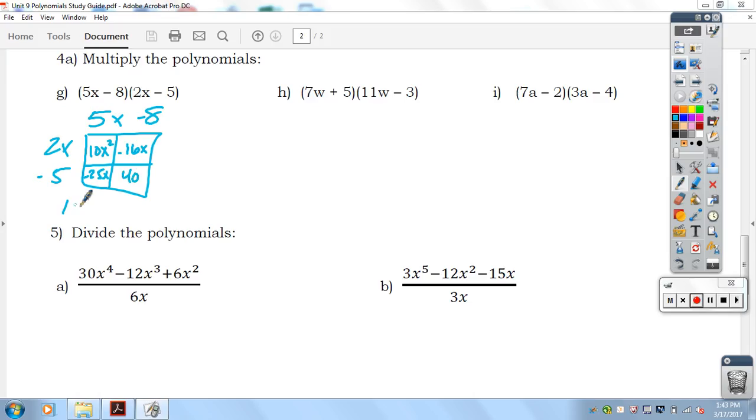Like terms tend to be on the diagonal. 10x squared minus 41x plus 40. That is a trinomial of degree 2.